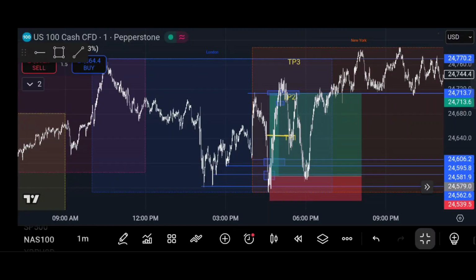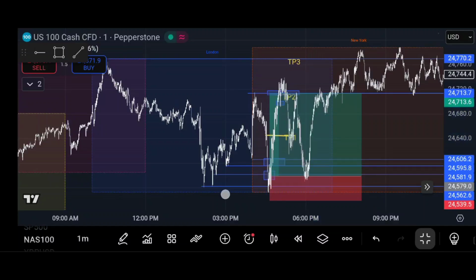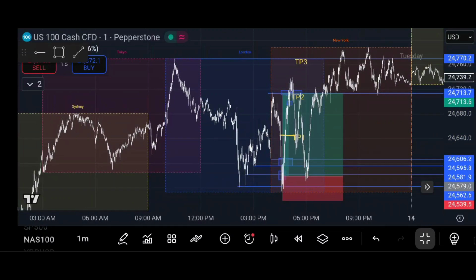So today is October 13th, Monday. I'm going to talk about the trade that I took today. It was a 1:3.5 RR trade. It was a beautiful trade today.